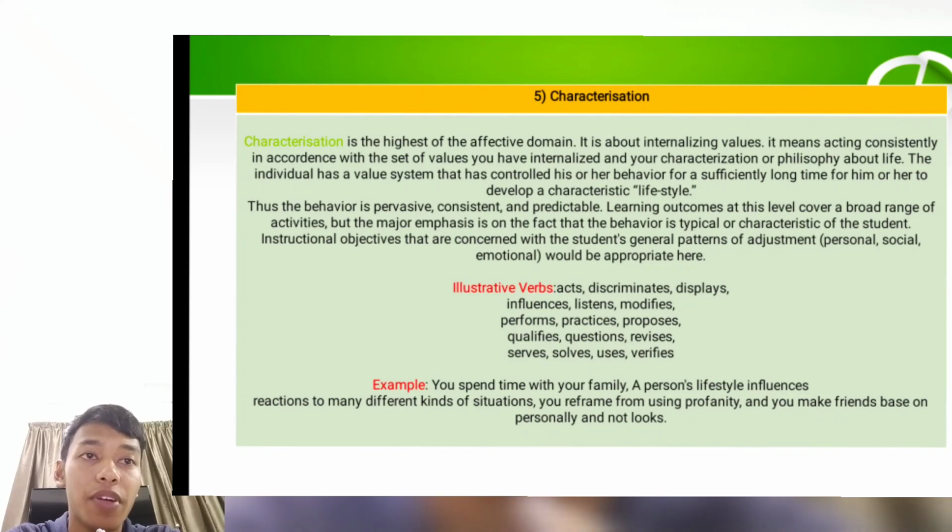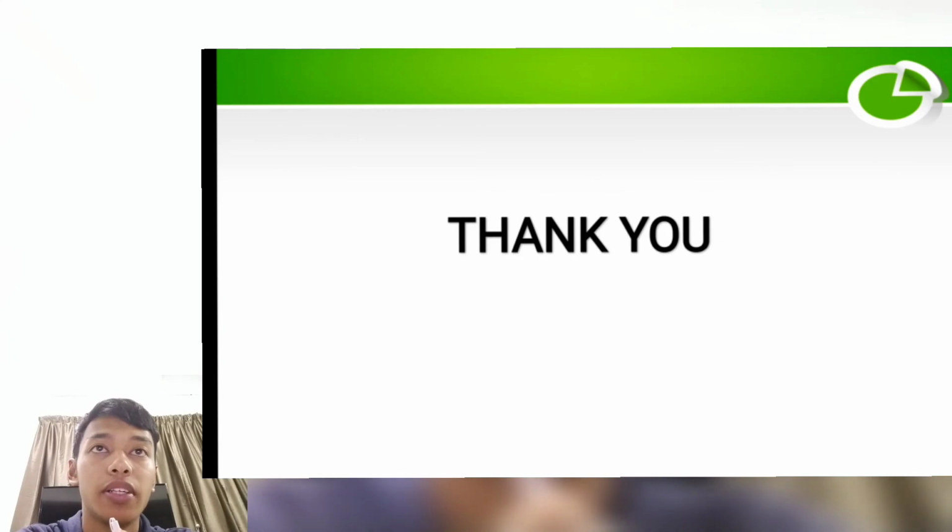use, and verify. For an example of characterization, you spend time with your family. The next one is a person's lifestyle influences reaction to many different kinds of situations. And the third is you refrain from using profanity. And the last one is you make friends based on personality and not looks. That's an example of characterization. Alright, that's all, and thank you.